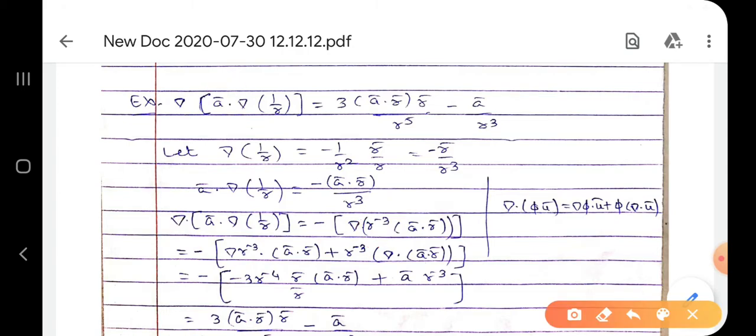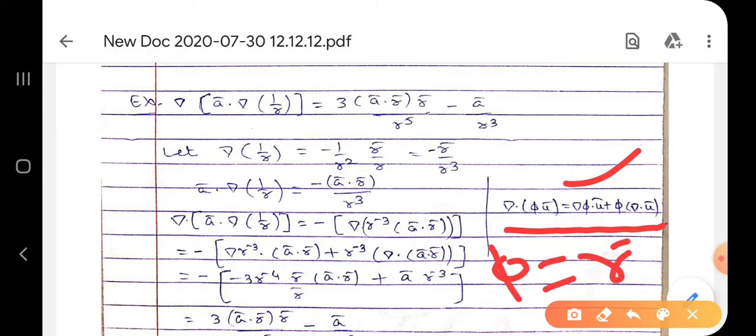Understood? Now use the formula del dot phi u bar. Everybody knows del dot phi u bar is del phi dot u bar plus phi into del dot u bar. Now memorize this formula. So many times we repeated it in each and every identity. So use this. Del dot phi u bar is equal to, say with me, del phi dot u bar plus phi into del dot u bar. So what is my phi here? R raised to minus 3. And the remaining part is my u bar.